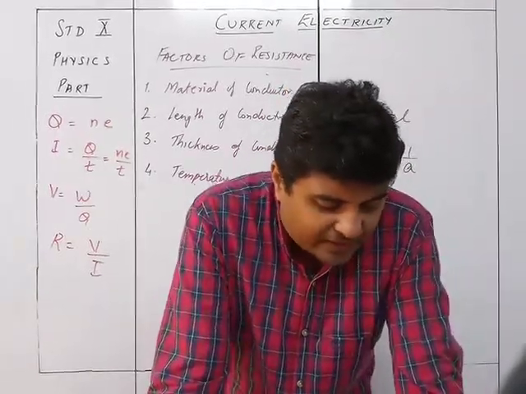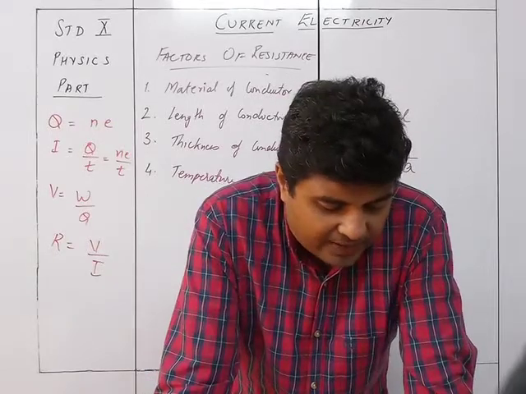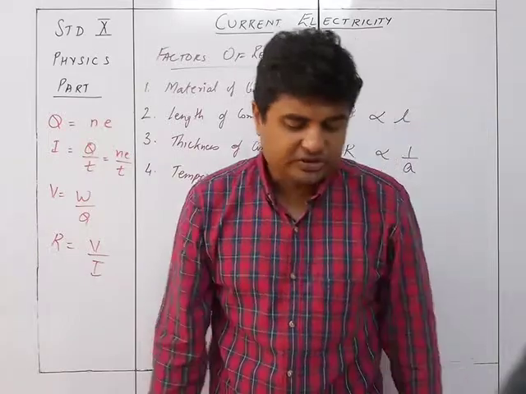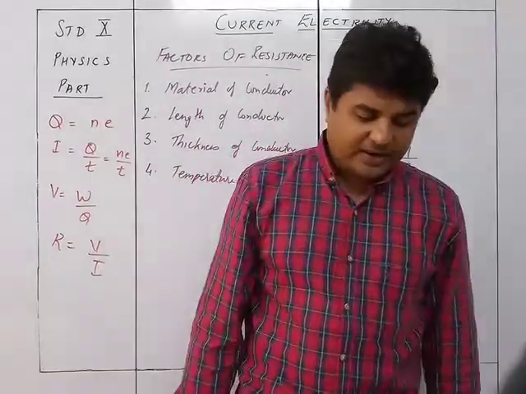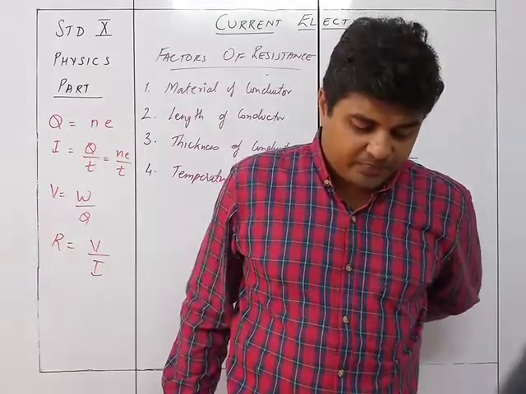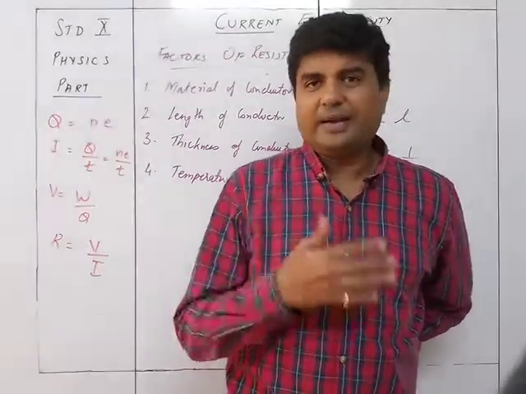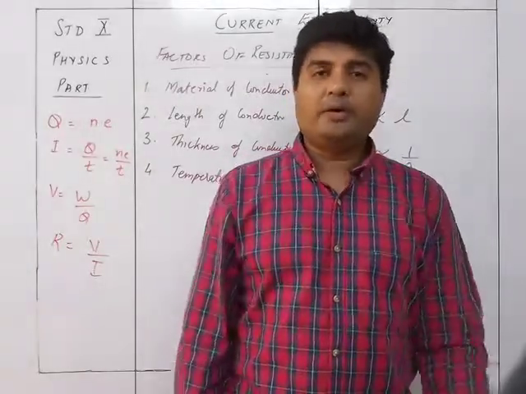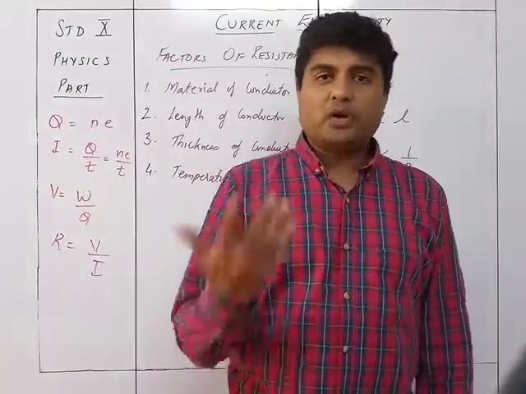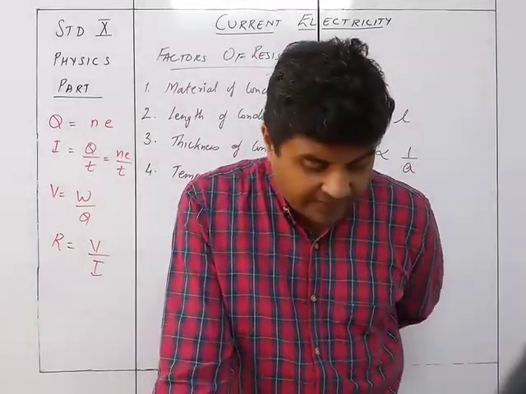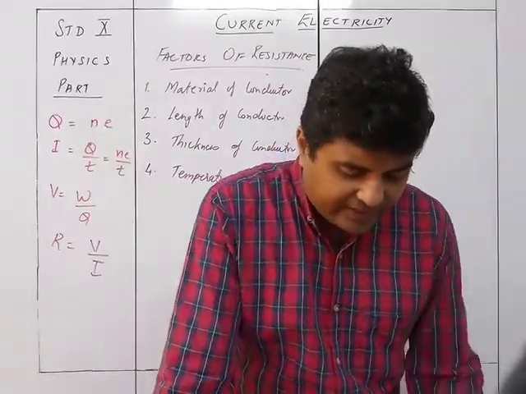Dependence on the temperature of the conductor. With the increase in the temperature of the conductor, the random motion of the electrons increases. As a result, the number of collisions of electrons with the positive ions increases. Hence, the resistance of the conductor increases with the increase in its temperature. So, as I told you, as the temperature increases, the random motion of the particles is going to increase, which automatically increases the collisions and hence increases the resistance.